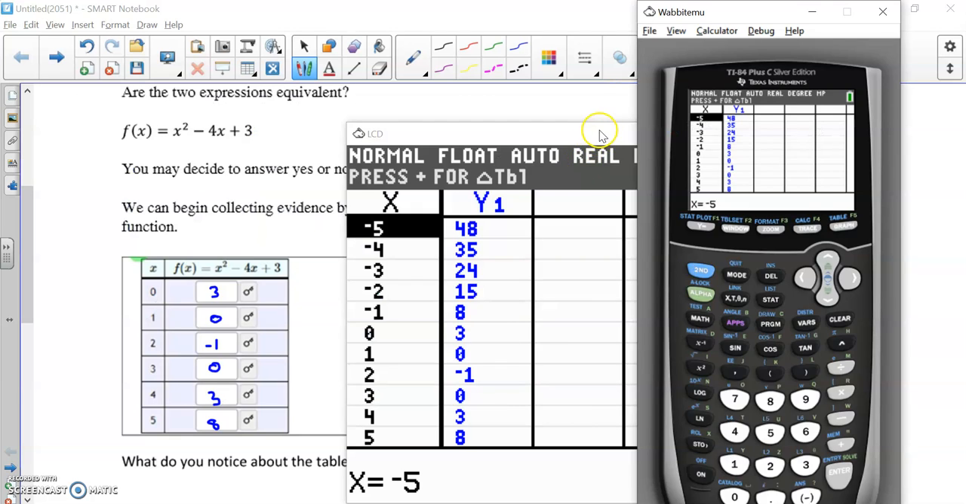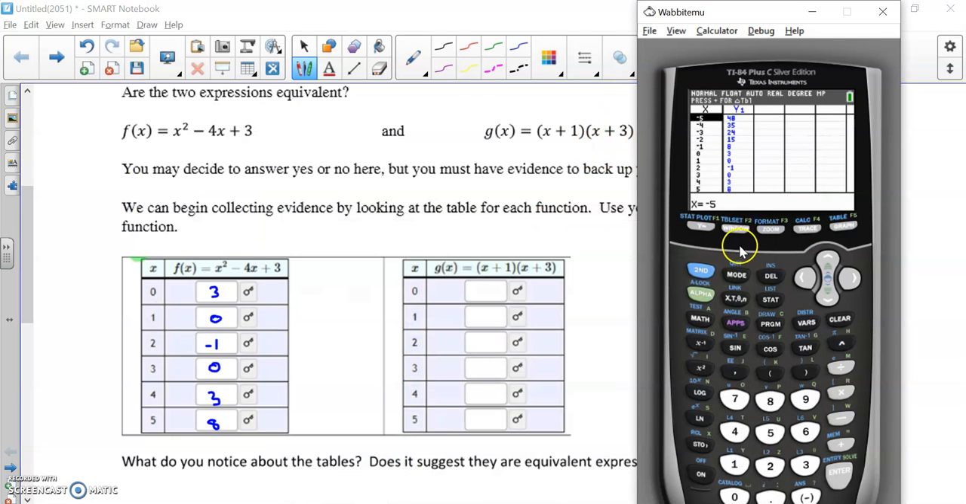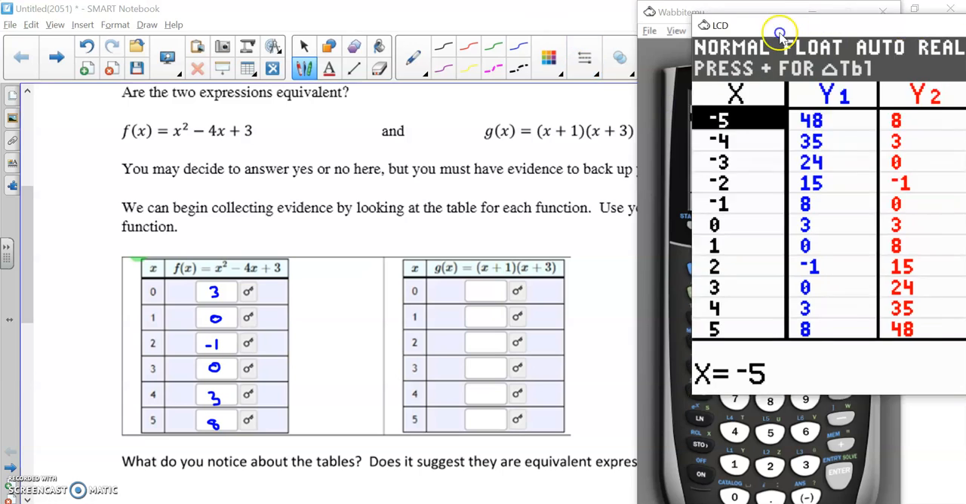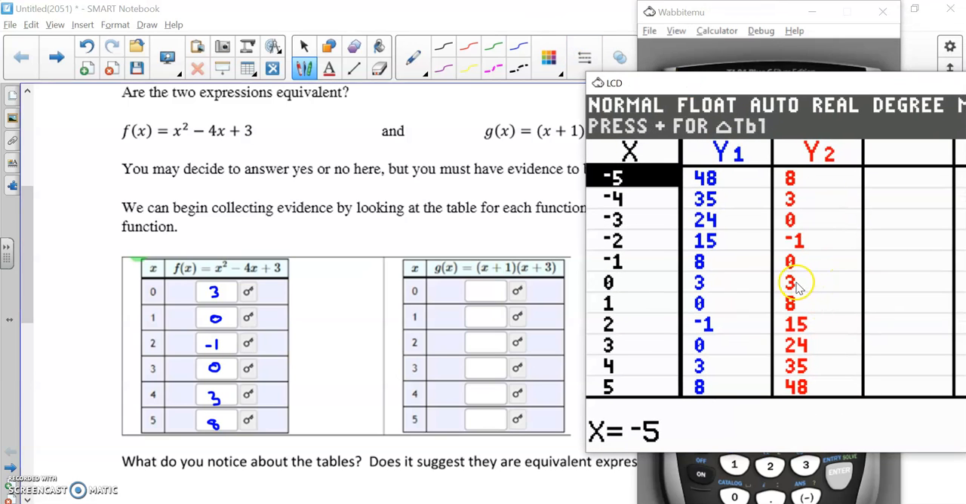And now I'm going to go ahead and type in my second expression and see what the table is for that. So I will just type it in as I see it. Okay, press second and then graph. Take us to our table. So that one's going to be in the red here. So let's pull that back up. Our red, so we have 3, 8, 15, 24, 35, 48.